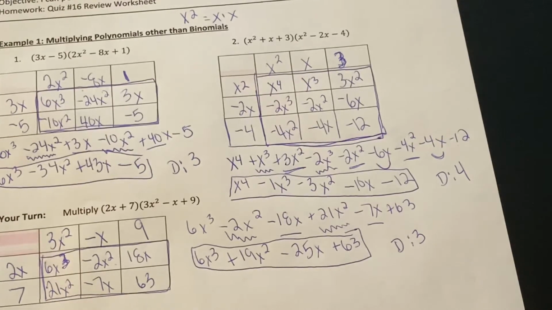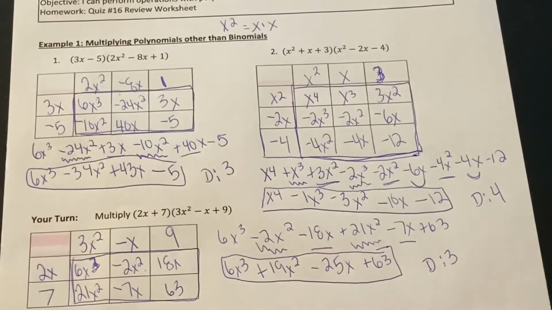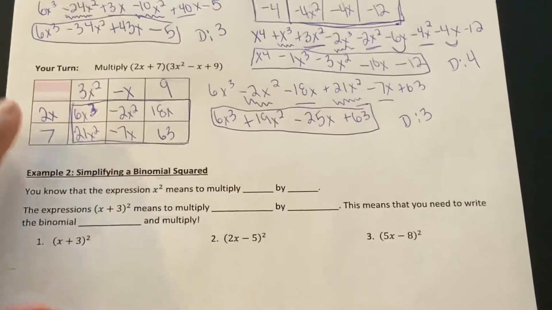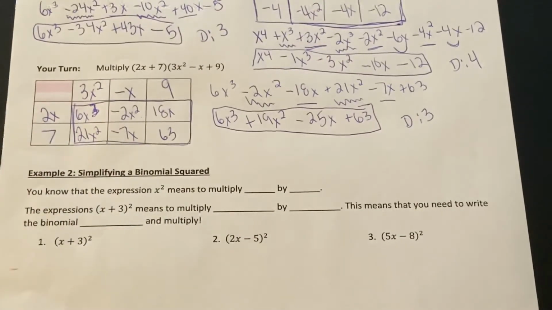So we're done. The only thing that's different here again for these is that you just have more numbers and the box is bigger. Now, example number 2 of tricky multiplication with polynomials is when you have a binomial squared. You have a binomial that's squared.